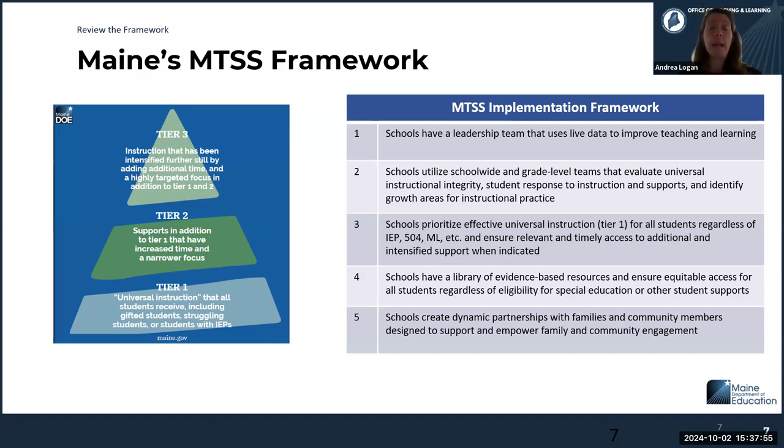Okay, so Maine's MTSS framework really comes down to what I'm calling the 5-4-1. There are five critical implementation components, four essential delivery pillars, and then one main big idea about Maine's MTSS. The five critical components are, number one, schools have a leadership team that uses live data to improve instruction. And the key word of that component is live, for live data.